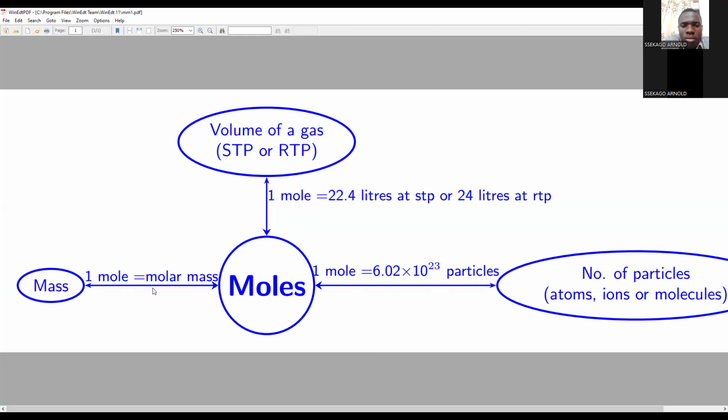And to move from mass to moles, this is the relation which we apply. 1 mole is equal to molar mass. That is, if we want to move from mass to moles, what do we use? 1 mole equals molar mass. And the molar mass is the same as RFM. So this can be obtained. And from moles to atoms, this is what we apply.